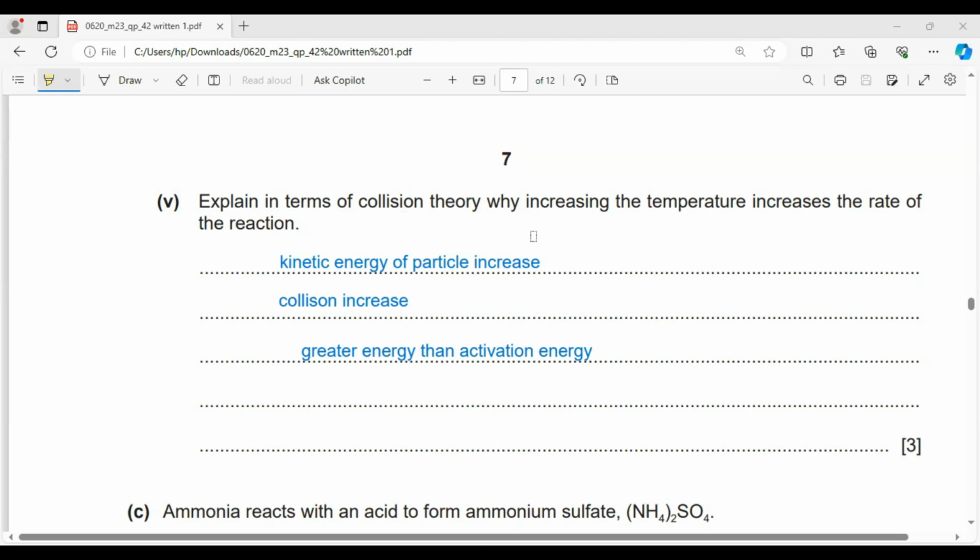So as we increase the temperature, the particles will gain more kinetic energy. This will lead to an increase in the frequency of their collisions, as the particles are having greater energy than the activation energy. So these 3 points must be included to gain 3 marks.